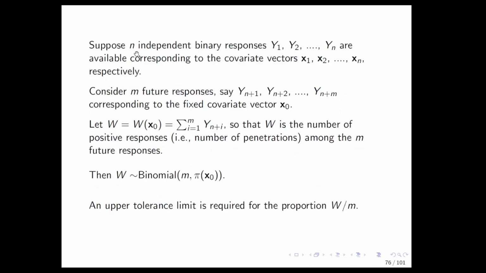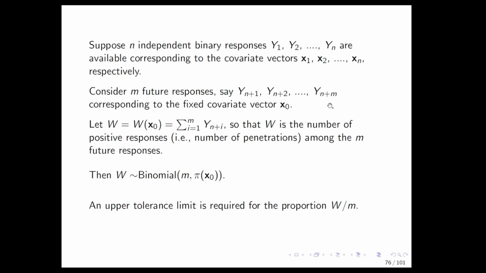So I collected data after doing n tests, and each y_i is 1 or 0. And this is obtained for various covariate vectors. Now we look at m future responses for a fixed m, let's say 50. Denote that data by y_{n+1}, etc., y_{n+m}. And suppose they correspond to a fixed covariate vector x_0.